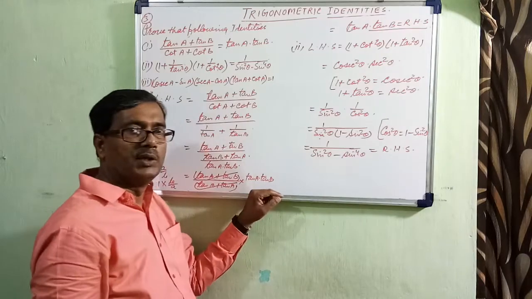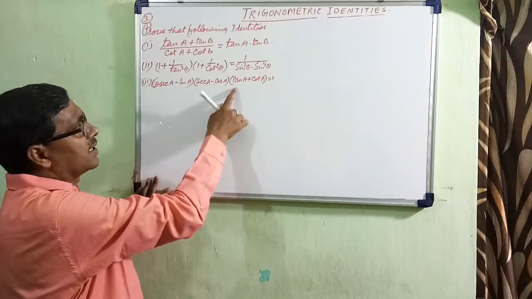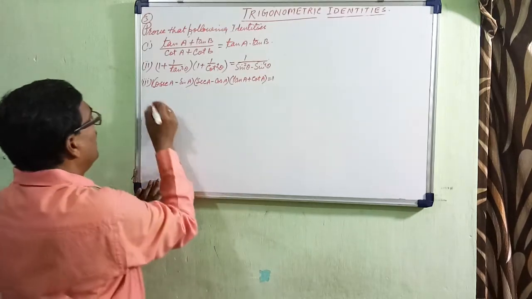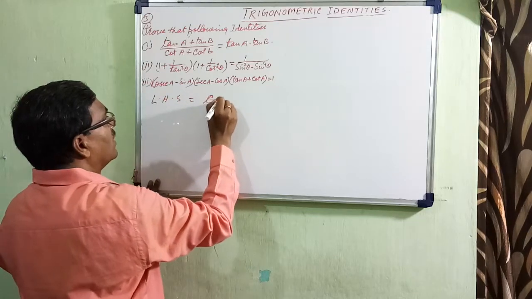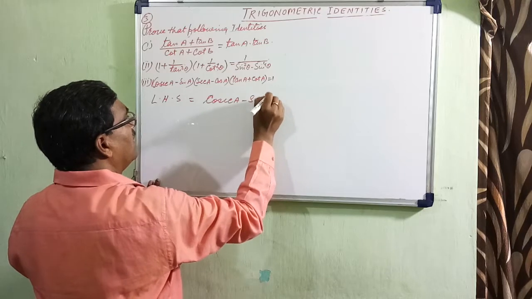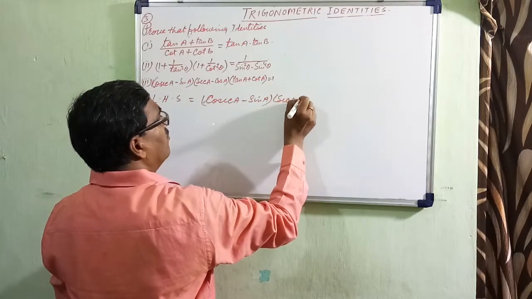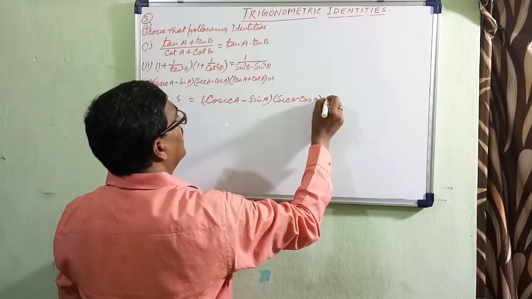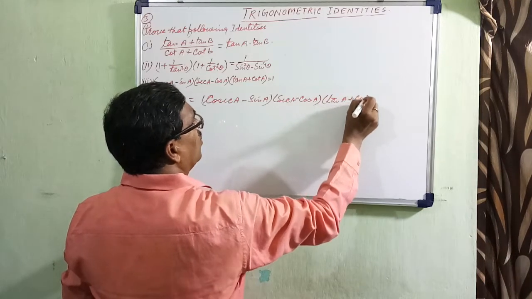So understood. So this is the way we can solve. Now let us discuss the third number. Here also we will take LHS. LHS you take cosec A minus sine A, sec A minus cos A, and tan A plus cot A.